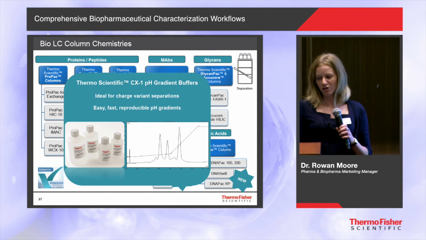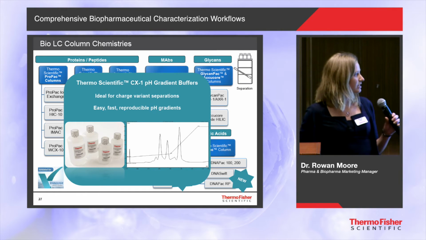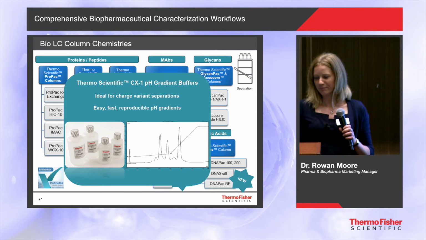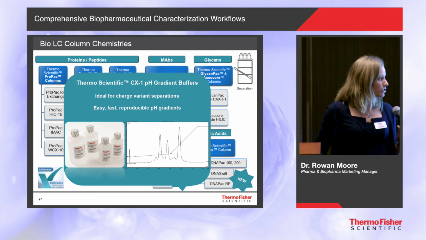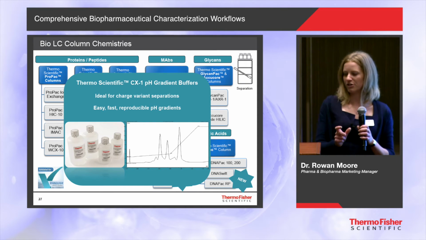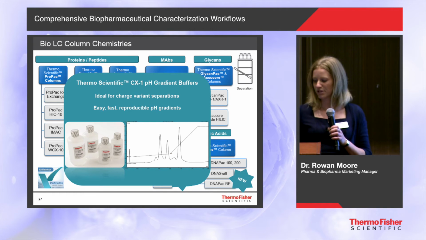You can see 6 overlaid injections of a monoclonal antibody here run on the MAbPac SCX column. And you can see it looks like 1 chromatogram. With the CX-1 buffers, it's also really easy to optimize your method, so you can really home in on the pI range of your protein of interest. So you can see there that we went from 10 minutes down to less than 1 minute for a separation.